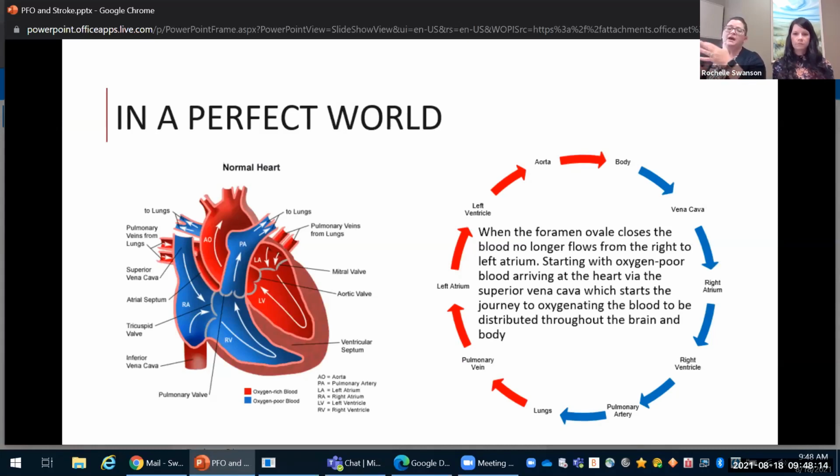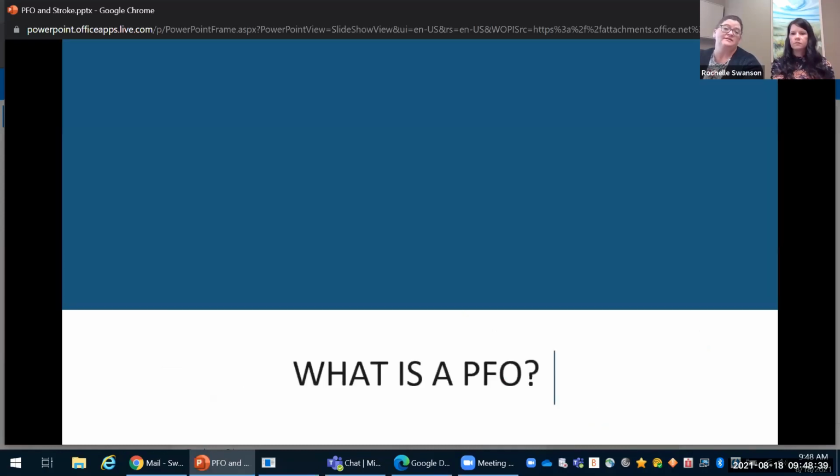Well, we know that when somebody has atrial fibrillation, the heart's not pumping like it should, so blood can pool in that left ventricle, and when blood pools, it starts to coagulate. And so then we can end up having that clot that can get shot out, causing stroke or heart attack, because that clot is there. So what happens when the foramen ovale does not close?